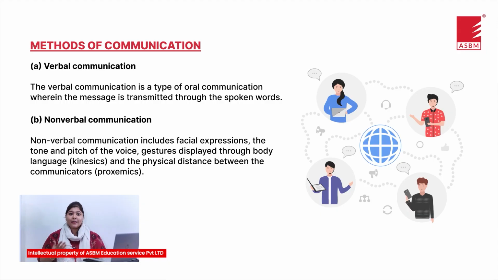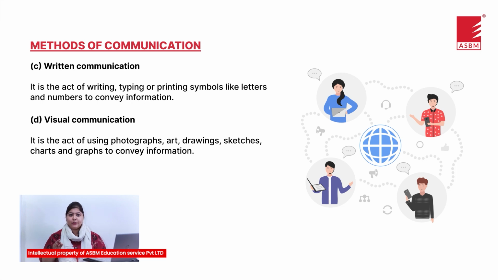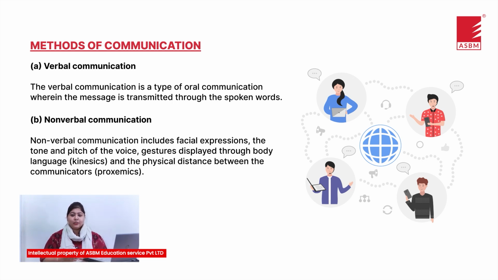Now let's see what the methods of communication are. We have four methods of communication, that is verbal communication, non-verbal communication, written communication and visual communication. Now let's see what verbal communication is. Verbal communication is communication through spoken words. It can be either spoken or written. So when you are communicating some information through oral words or written words, it is called verbal communication.